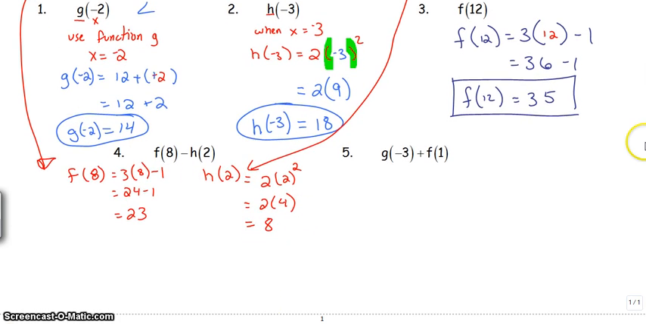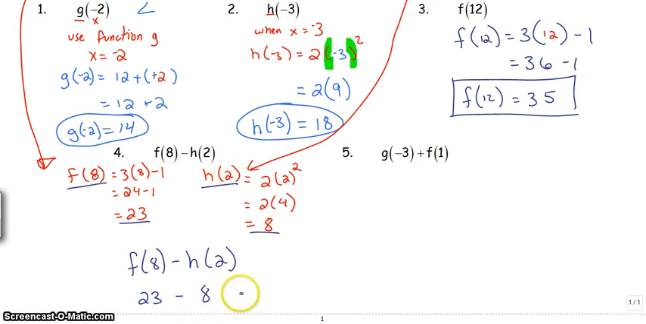The problem here is telling me to find f of x, or f of 8, minus h of 2. I know that f of 8 is 23. So 23 minus h of 2, which is 8, minus 8, gives me a total of 15. That's my final answer. So find the first one, find the second one, in this case subtract.